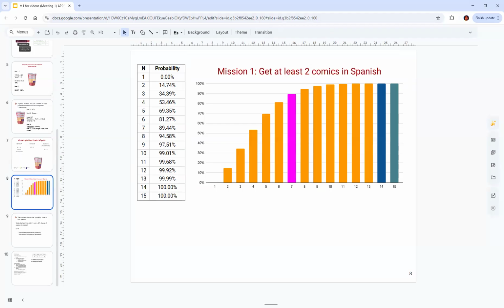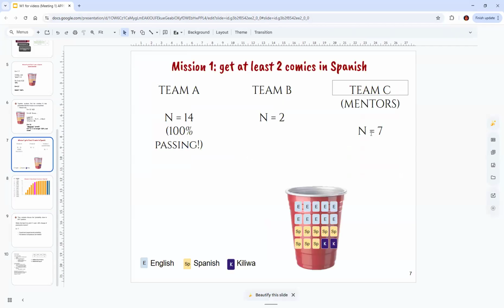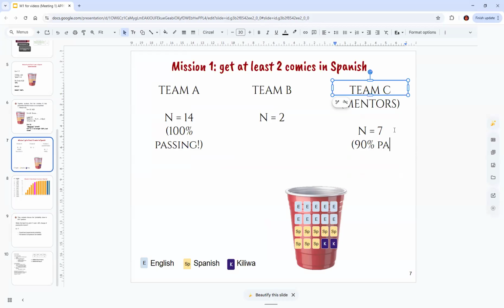Even 9 gets lower, but not as much. So it's still very decent, 97%. So picking 9 still feels good. What the mentors picked is 89%. So what we're doing, and students don't know it, is giving the mentors a 90% chance of passing. Quite high. You could still, during the meeting, just get unlucky and not pass, but most likely you're going to pass.